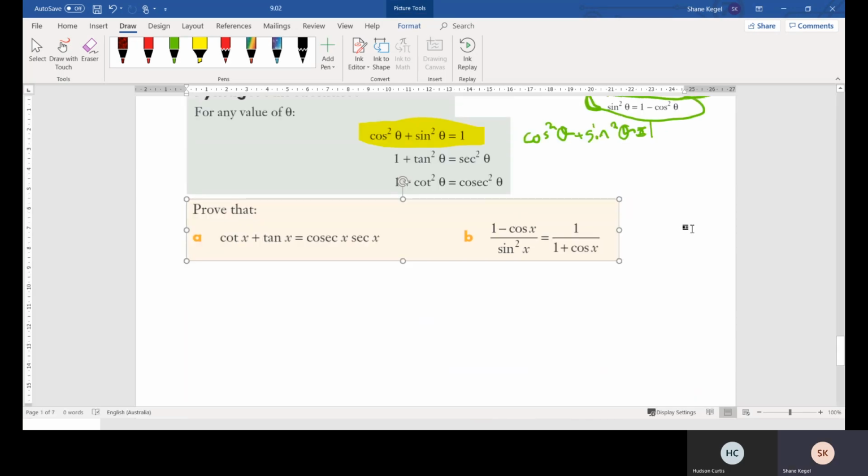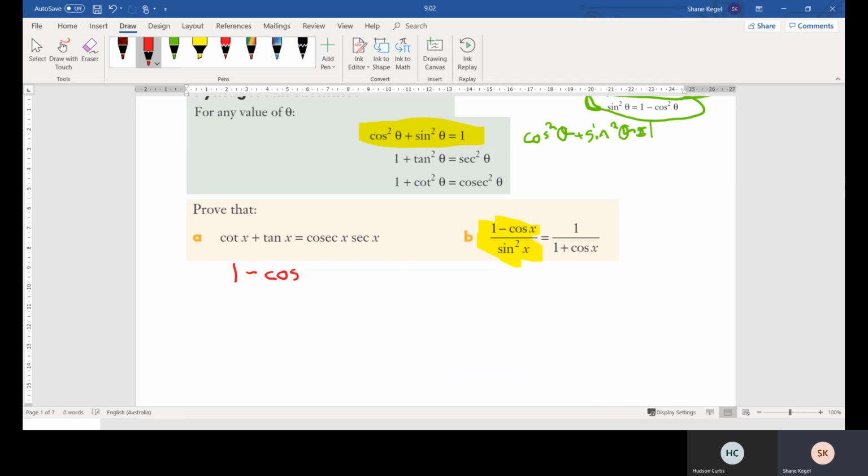For part B, I have to prove that the left-hand side equals 1 over 1 plus cos x. So let's start with the left-hand side. So we've got 1 take cos x over sine squared x.